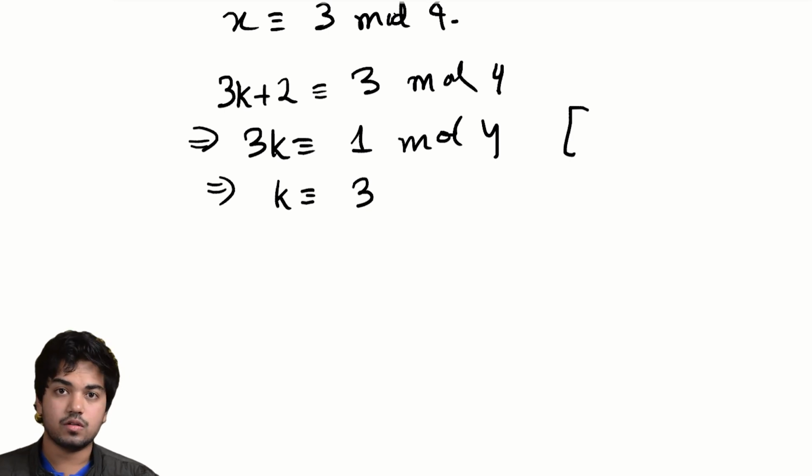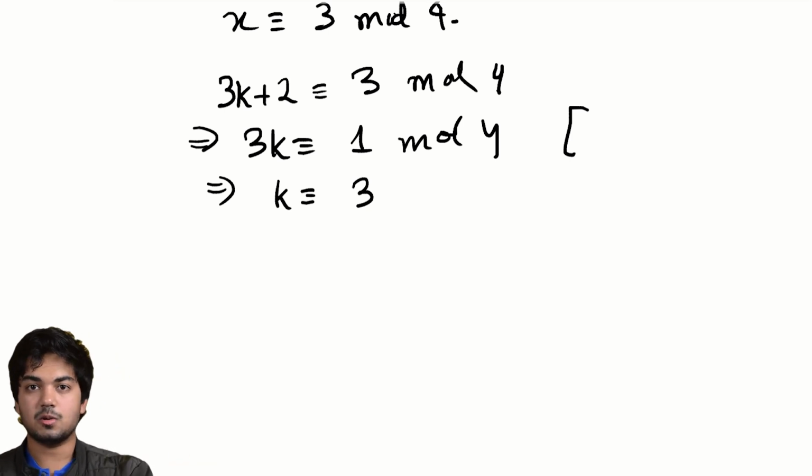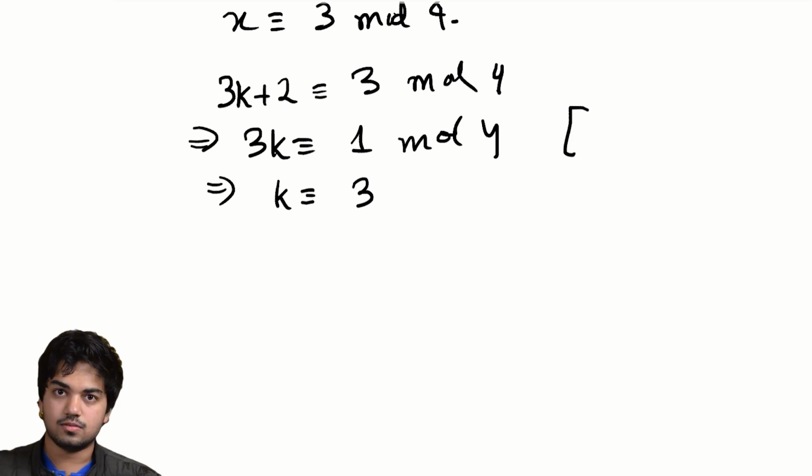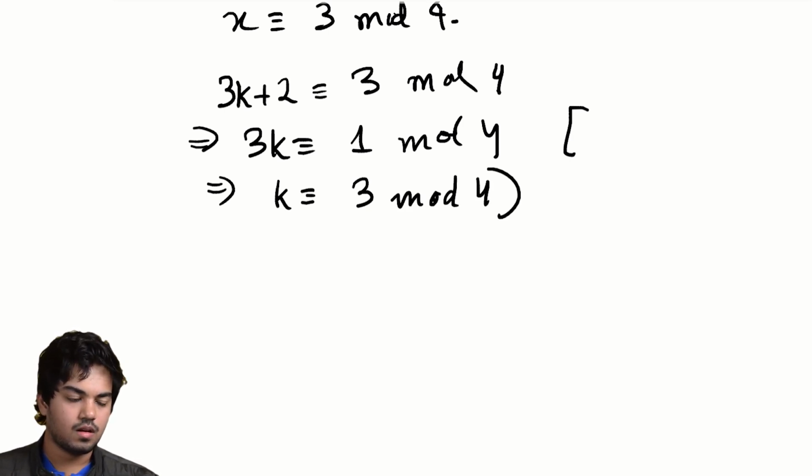Remember, this is another thing about inverses: they work exactly as you expect. 3 is minus 1 mod 4. Minus 1 into minus 1 is 1. Minus 1 is its own inverse. So 3 is its own inverse mod 4: 3 into 3 is 9, and 9 is congruent to 1 mod 4. Our verification. So k is congruent to 3 mod 4.